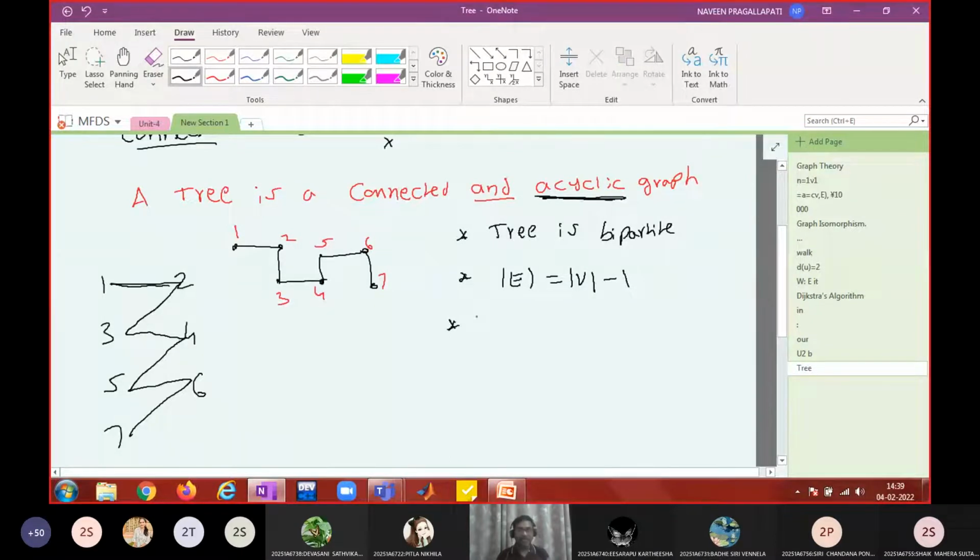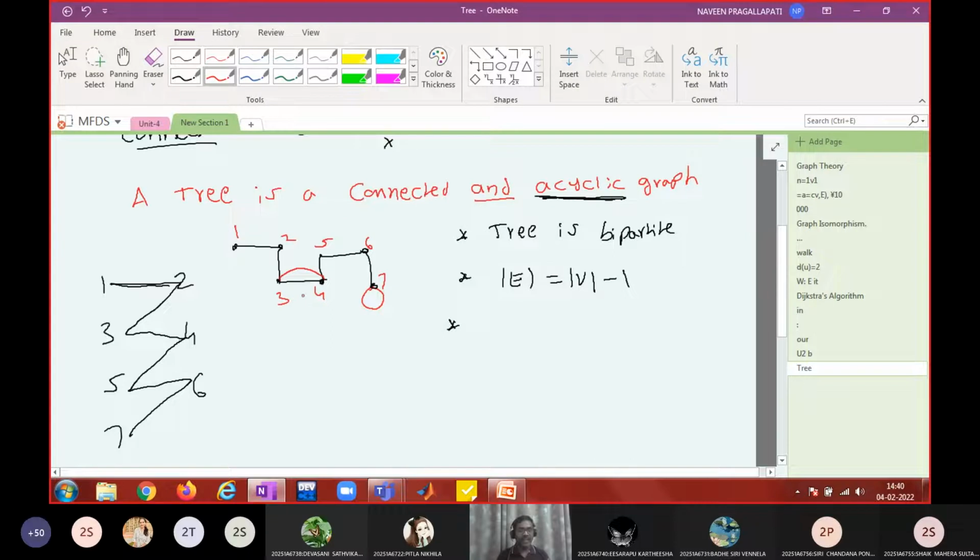Every tree is a simple graph. Tree is basically a simple graph. It cannot be a multi-graph. What do you mean by multi-graph? Either there is a loop, or there is a multiple edge.